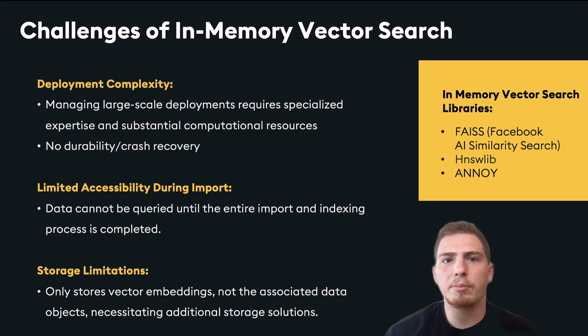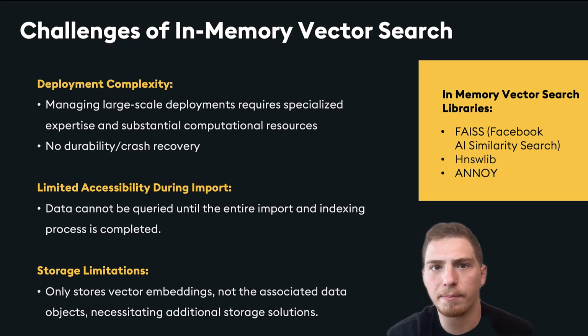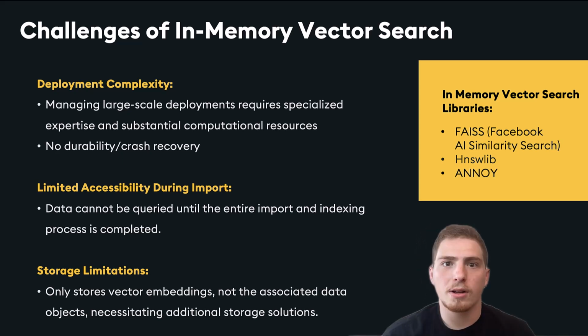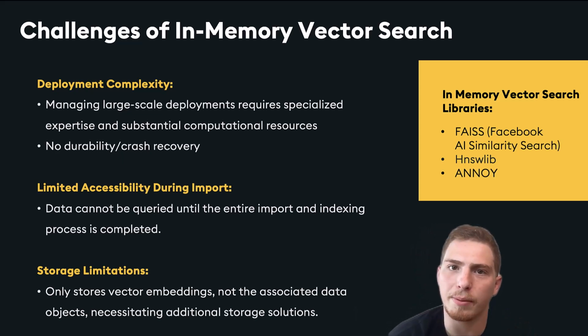Another issue is that in-memory vector search libraries only store vector embeddings, not the associated data objects or metadata, which means you need an additional storage solution just to store this data. This means in practice, you're maintaining two search solutions at the same time. Now, this could even have an impact on query latency because in practice, at inference time, you're making a query from two different database solutions.